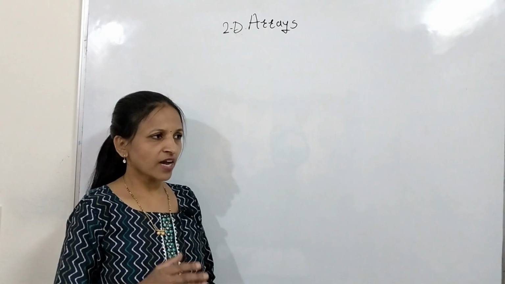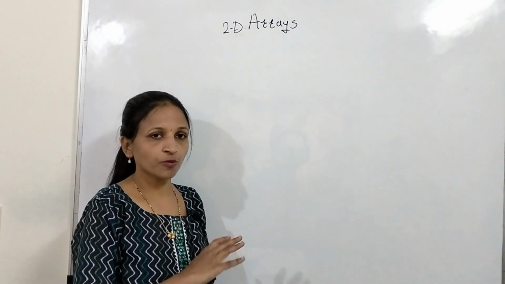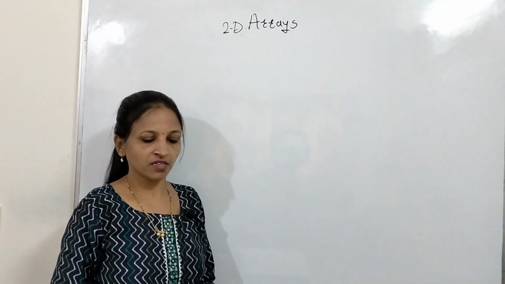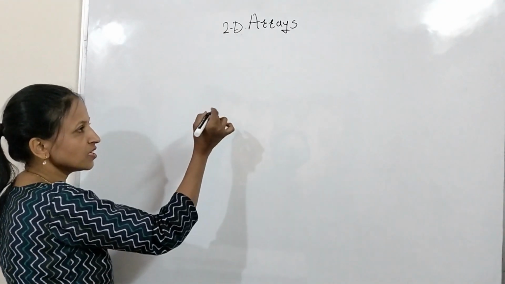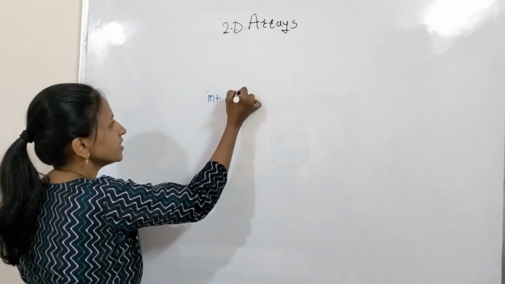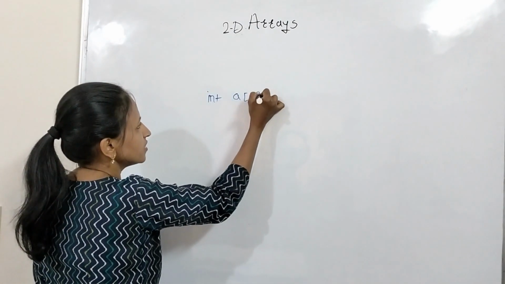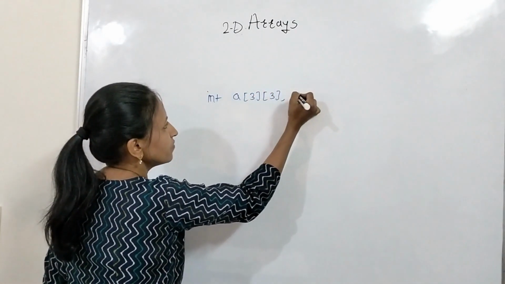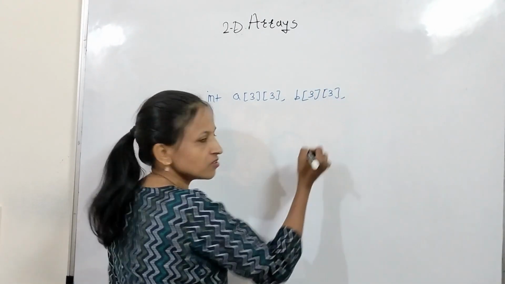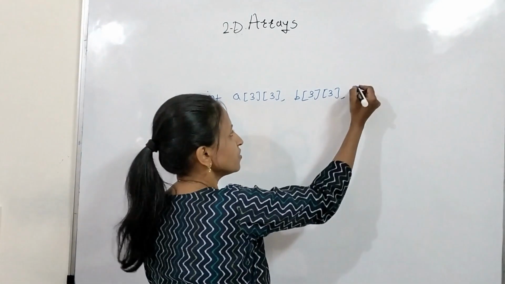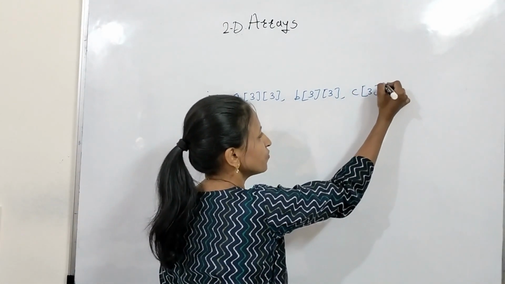We can do addition of two matrices with the help of this two-dimensional array concept again. Now what is the logic for that? Suppose we have accepted two arrays. Let's say we have declared two arrays like integer a of 3 3. This is the first array. Suppose we have to declare a second array like b of 3 3, and we can do addition, and that addition we can store in a third array like c of 3 3.